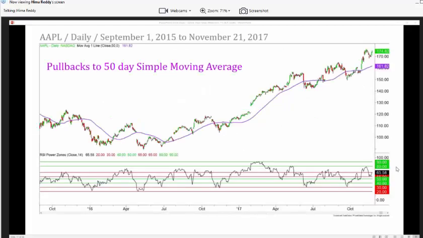So let's look at an example of Apple on a daily chart, and let's look at the pullbacks to the simple 50-day moving average. In this situation, this thick purple line is the past 50 days' average, plotted on that day, and it keeps rolling forward. So you keep dropping off the first of the 50 days and then adding on a new day.